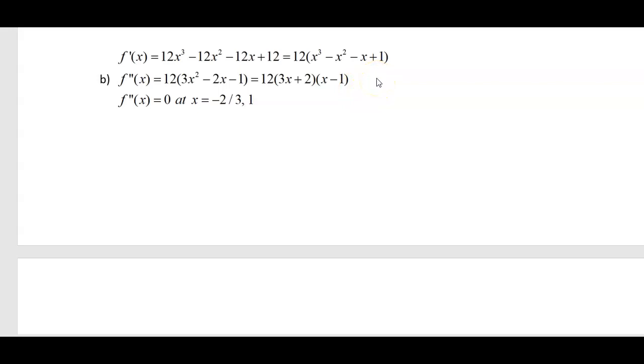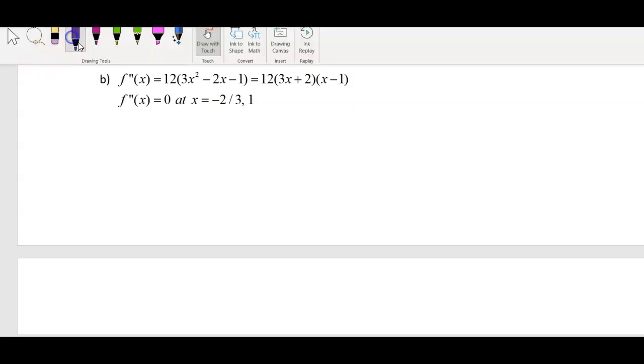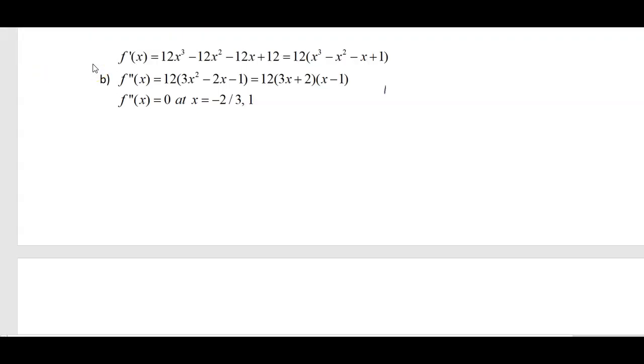So then I solve this by doing 12 equals 0, which is never. That's one of the factors, but we ignore that because it's never equal to 0. And then 3x plus 2 equals 0. 3x equals negative 2, x equals negative 2/3. That's where I get that one. And then x minus 1 equals 0. Hopefully you all see that. That gives you x equals 1.